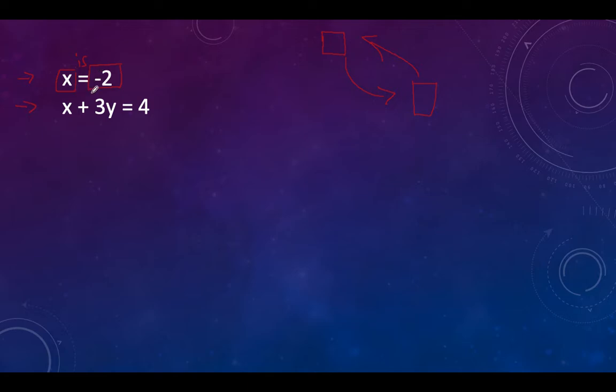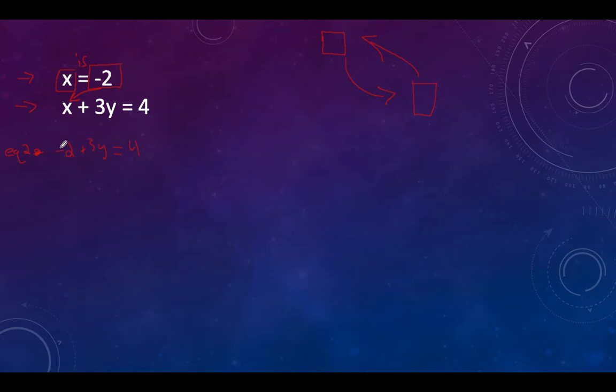So in the second equation, I can plug in -2 for x. I'm going to rewrite -2 where I saw x. So this is going to be equation 2: -2 plus 3y equals 4. Now you have to solve for y, so we have to get y by itself.